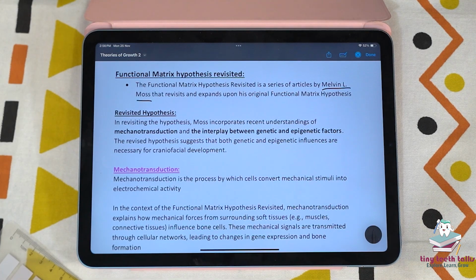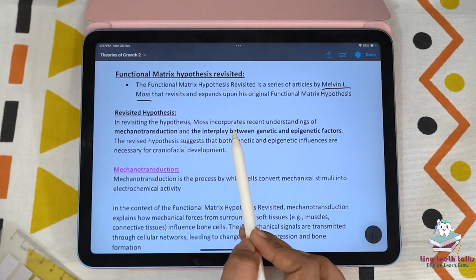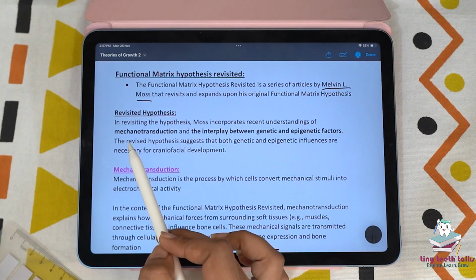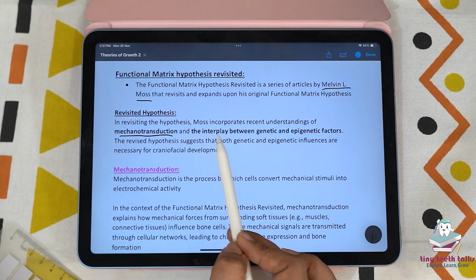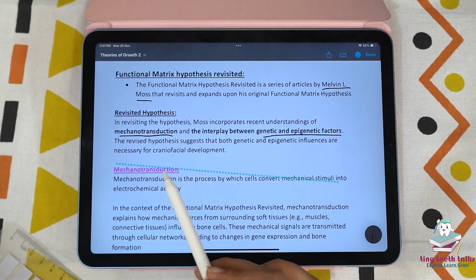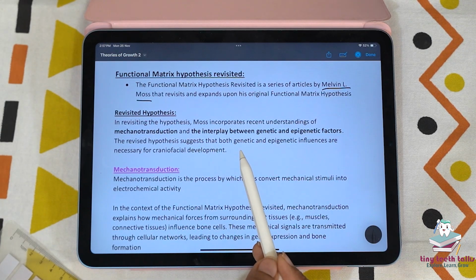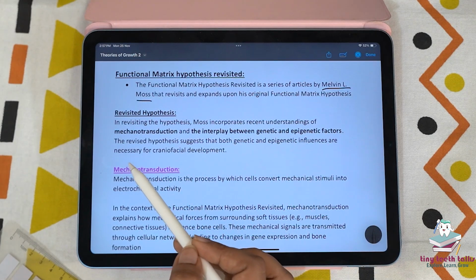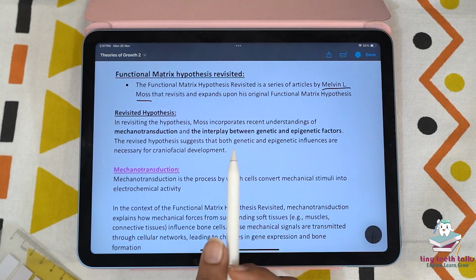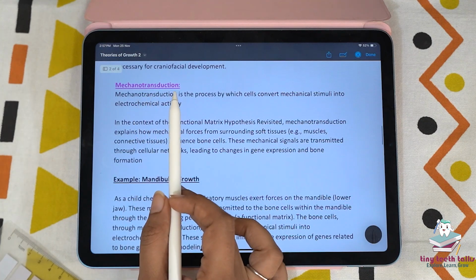So, why is it called revisited? Because the term revisited indicates that Moss has re-evaluated and updated his original hypothesis based on new scientific findings and advancement in the understanding of mechanotransduction and genetic-epigenetic interactions. In revisiting the hypothesis, Moss incorporates recent understanding of mechanotransduction and the interplay between genetic and epigenetic factors. The revised hypothesis suggests that both genetic and epigenetic influences are necessary for craniofacial development. So first we have to understand mechanotransduction.